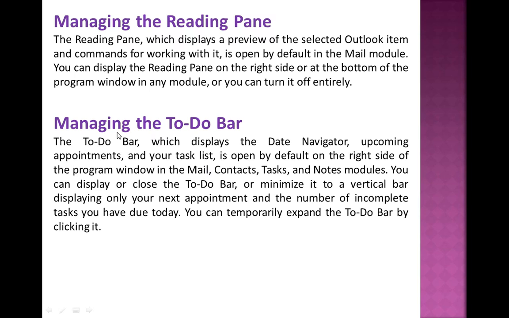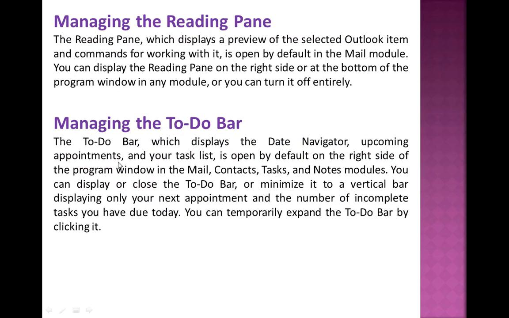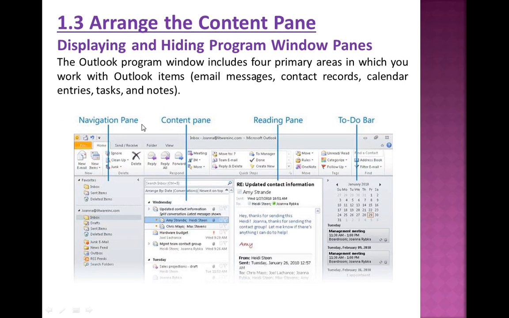You can manage the reading pane, you can manage the to-do bar. The to-do bar will display the date navigator. This is the date navigator. Upcoming appointments and your task list are open by default on the right hand side. In the mail, you can display or close the to-do bar. Means in every pane, you can do the settings. You can close, edit, or change the appearance. For every pane, simply right click or click on the pane, and then automatically the changes will reflect when you change the pane settings.